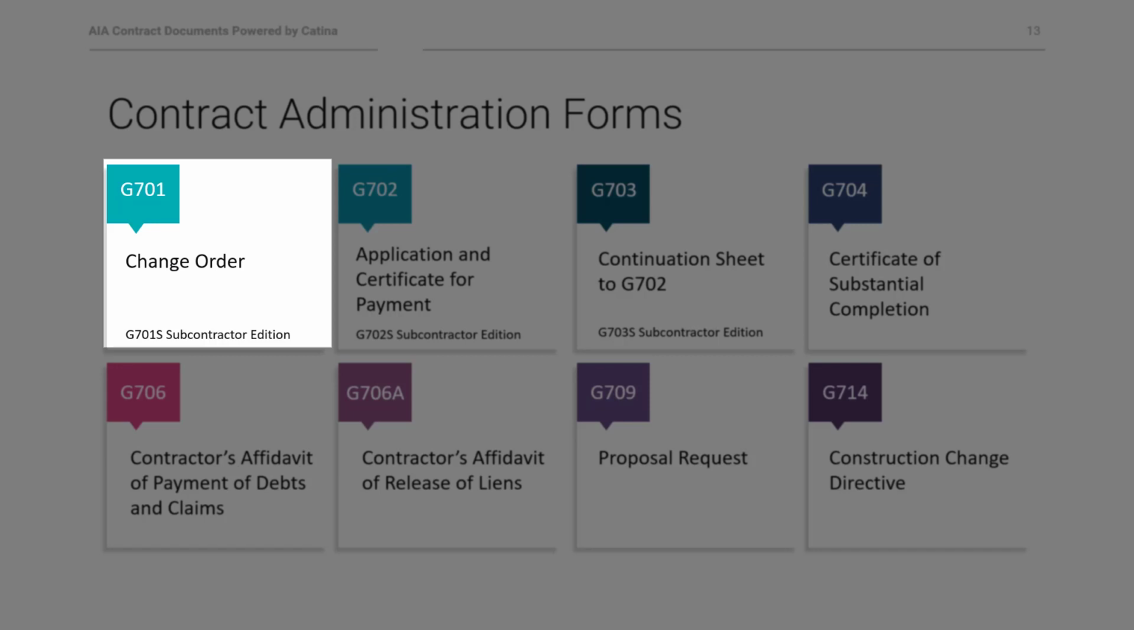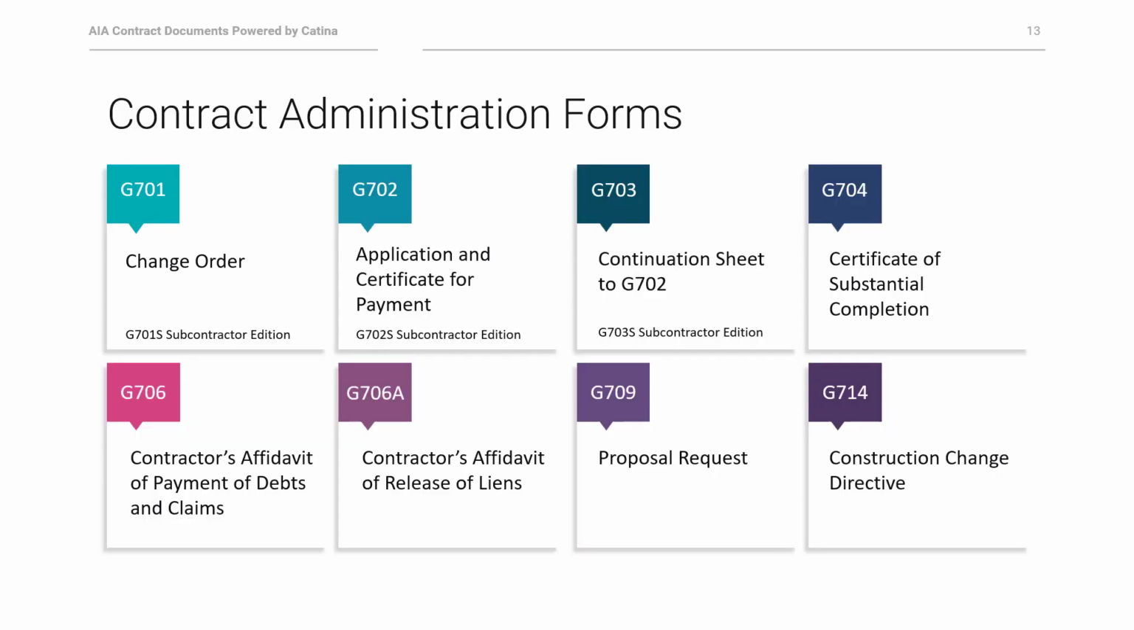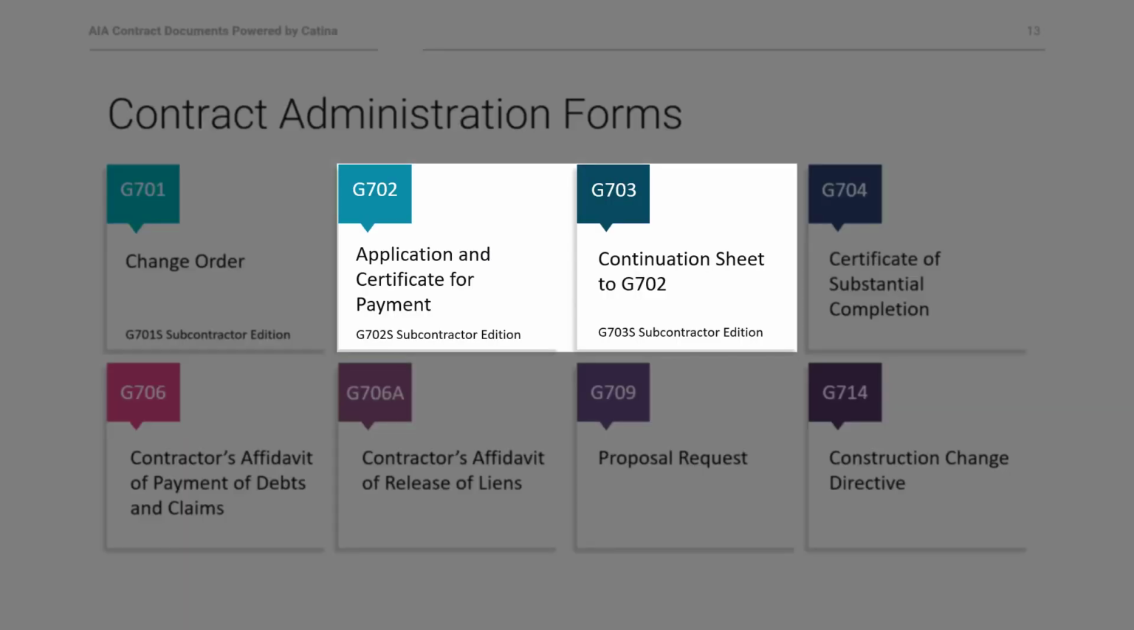So if you're going to modify a contract or subcontract agreement, you can use an S or subcontractor variation of that form. The G702 and G703 are intended to be used together and form our payment application document. The G702 is the actual application and certificate for payment, and the G703 is a continuation sheet, which is simply a table to list each item, its scheduled value, work completed, stored materials, and things like that.